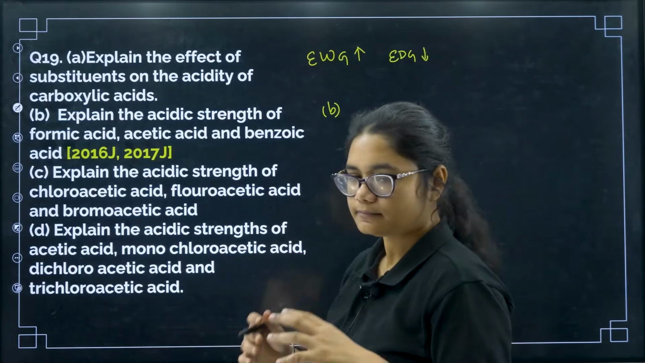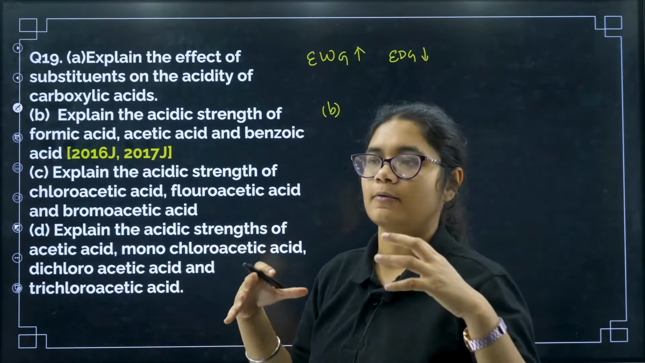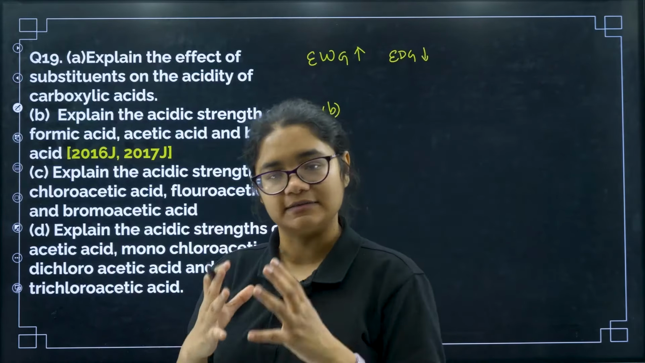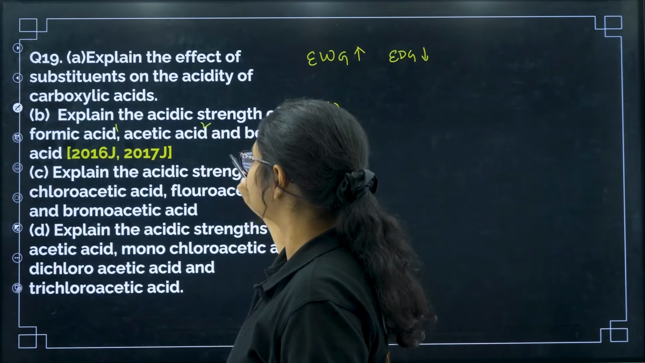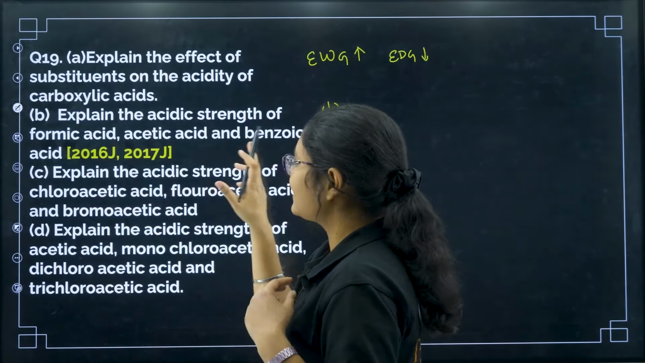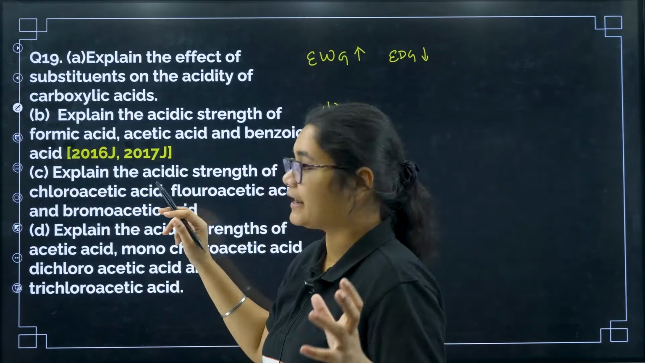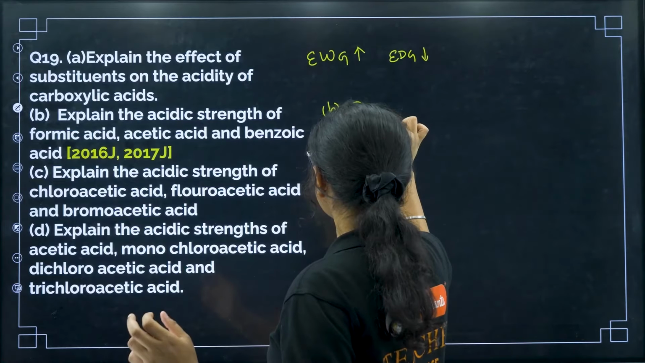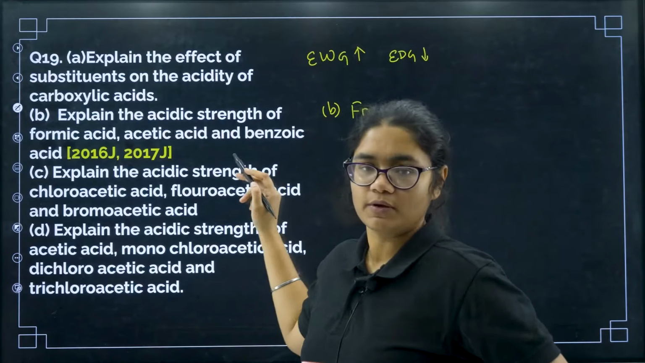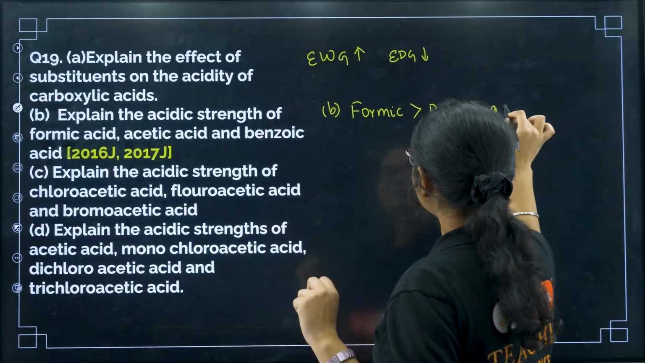So first of all, formic acid has less bulkiness, and the carboxylate ion, the conjugate base, is much more stable. So first is formic acid, then benzoic acid, and then acetic acid. Formic acid does not have any electron donating group or any alkyl group, so formic acid is definitely the most acidic. After that, benzoic acid and acetic acid. We know that the benzoic group is an electron withdrawing group, so after formic acid we will have benzoic acid, and after that acetic acid.